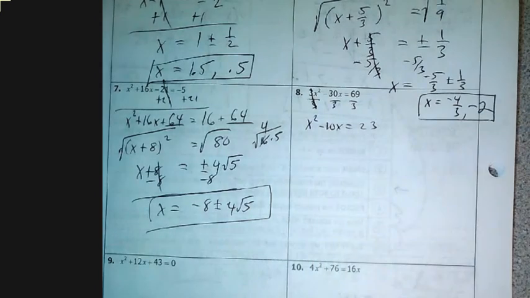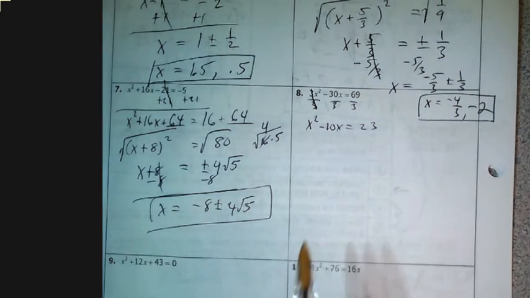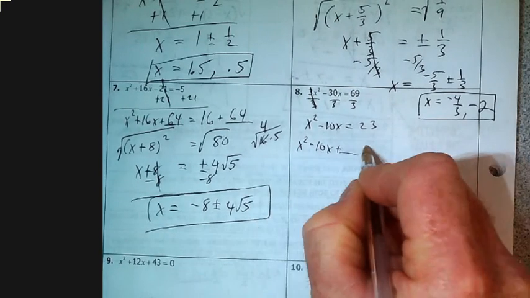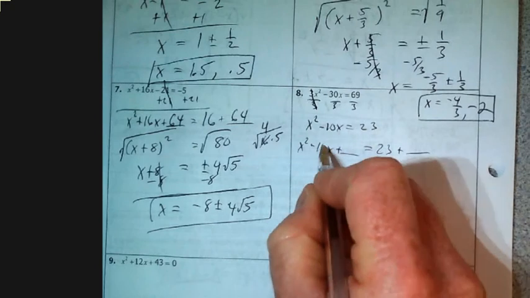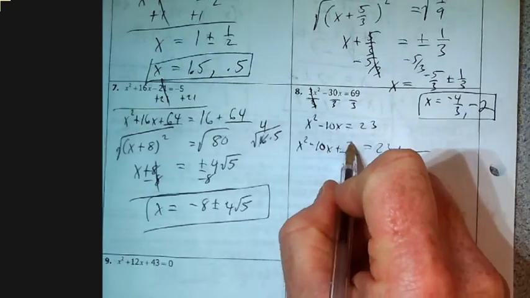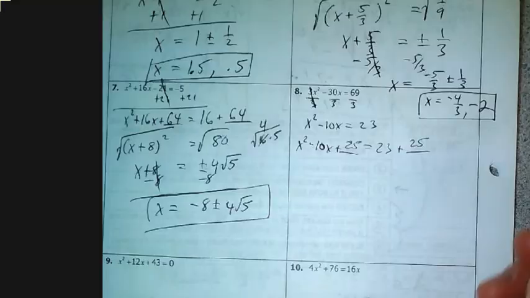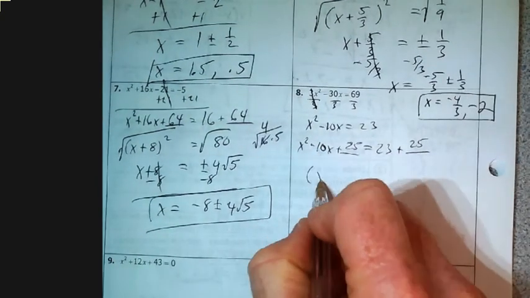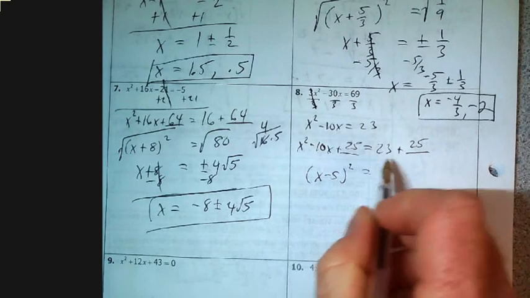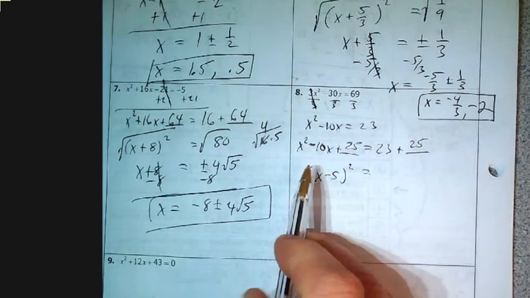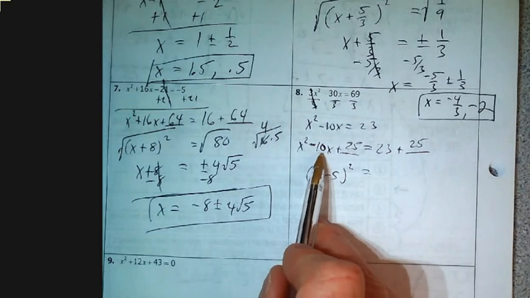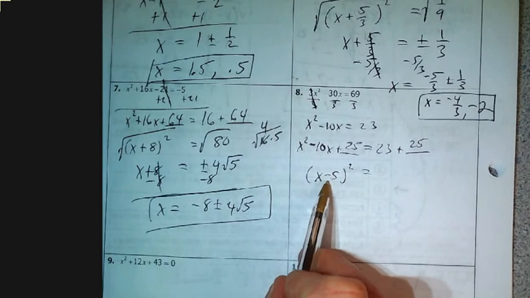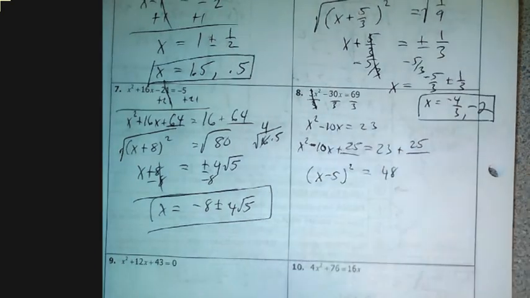I should have left a little space. I'm going to rewrite it. X squared minus 10x plus space equals 23 plus space. So we're going to add 25 to both sides. Then we are going to be able to write this as the square of a binomial, so x minus 5 squared. Don't forget that you're going to use the sign of whatever the number in the middle is. So if it's negative 10, you use a negative 5 here, because half of negative 10 is negative 5. Equals 48. Now take the square root of both sides.